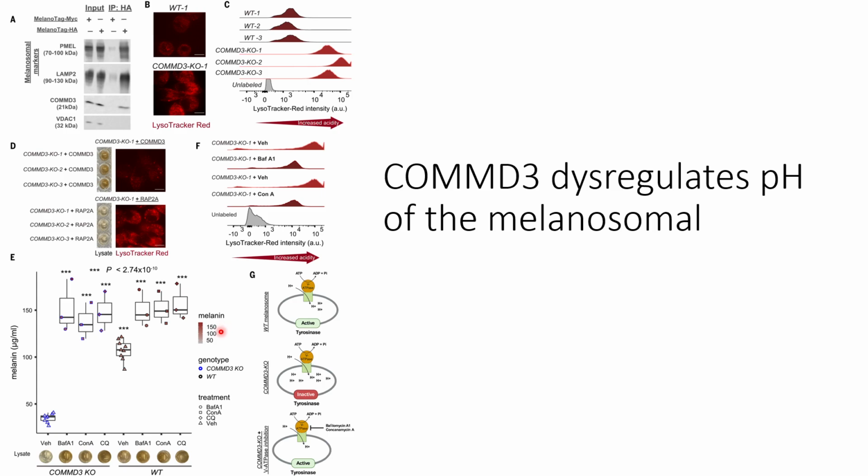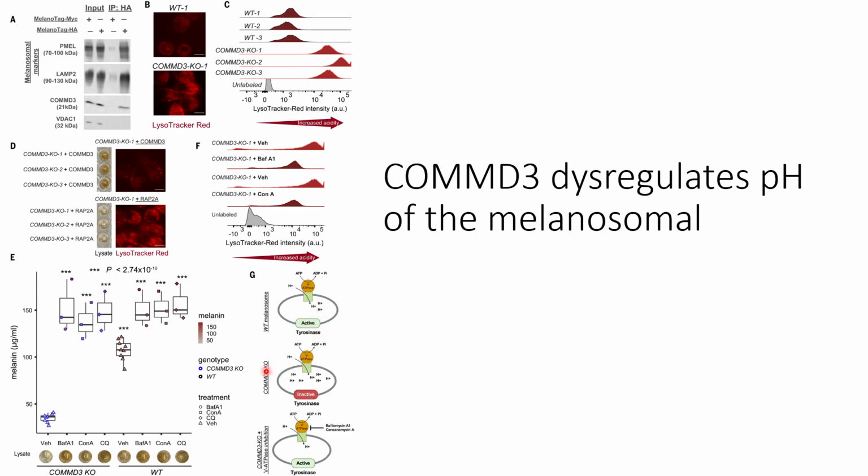And what actually happens whenever COMMD3 is absent is shown in panel G. In the normal case, the tyrosinase is active, as the ATPase helps in controlling the pH of these melanosomes. So the pH remains neutral, the tyrosinase is active, and it can do the normal function of pigmentation.